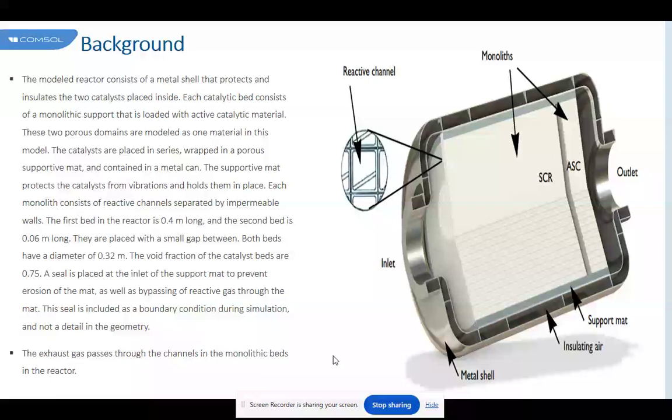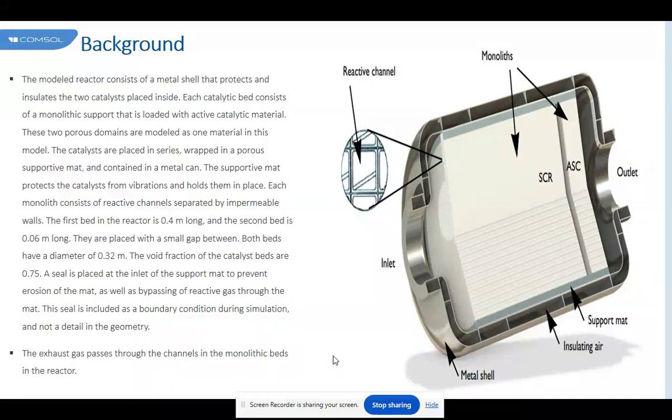In this model, the catalysts are placed in series, wrapped in a porous supportive mat, and contained in a metal can. The supportive mat protects the catalysts from vibrations and holds them in place. Each monolith consists of reactive channels separated by impermeable walls. The first bed in the reactor is 0.4 meter long and the second bed is 0.06 meter long. They are placed with a small gap between. Both beds have a diameter of 0.32 meter.